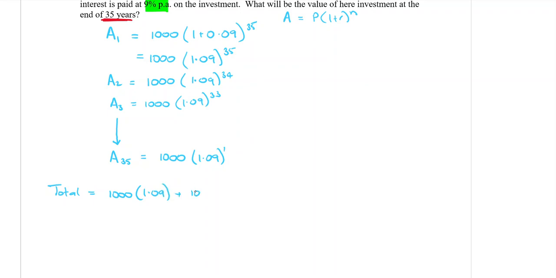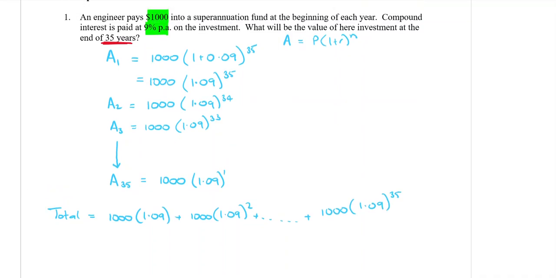You could add in 1,000 × 1.09 squared, because you know the next one's going to be in there. You can write as many in there as you want. I'm going to do plus... And then you go all the way down to the last one, which would be 1,000 × 1.09 to the power of 35. So I haven't even written the 33 and the 34, but I've used this to get myself an expression for what is happening with my series.